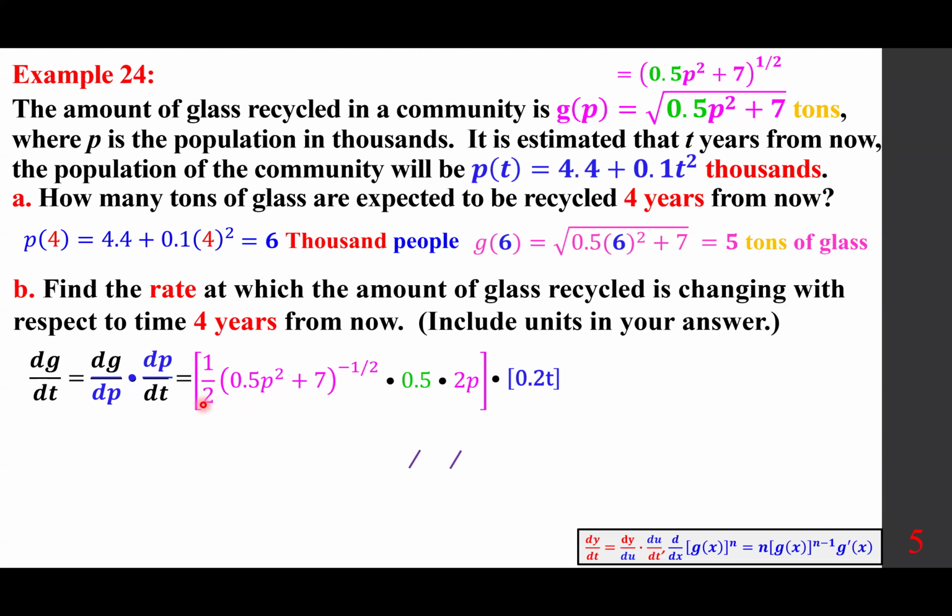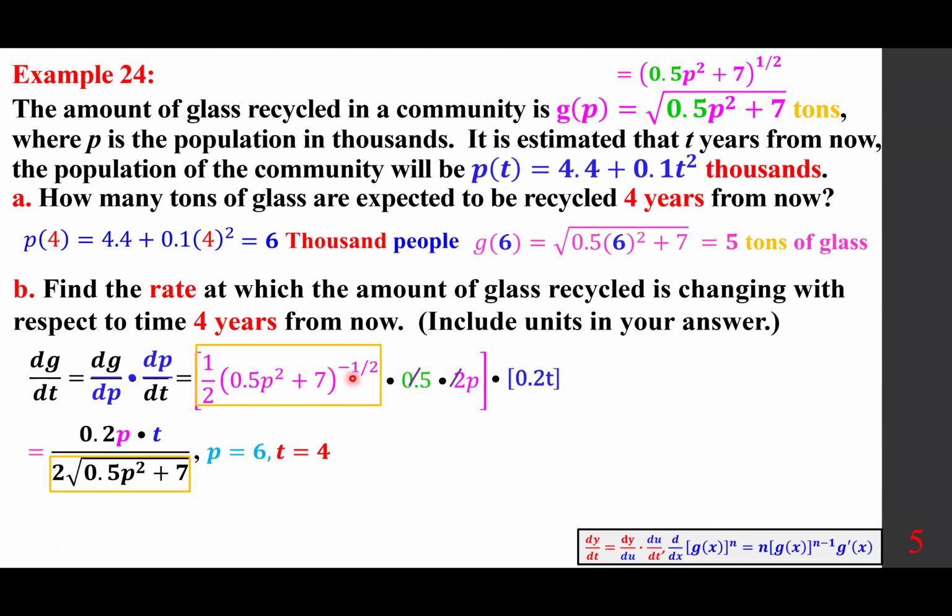0.5 and 2 cancel each other. They become 1. So we have a p at top, 0.2 at top, and t at top. Now, I'm not going to replace the p because I already know when t is 4, p from part A is 6. So again, first of all, understand this is the same as the denominator here, everybody.